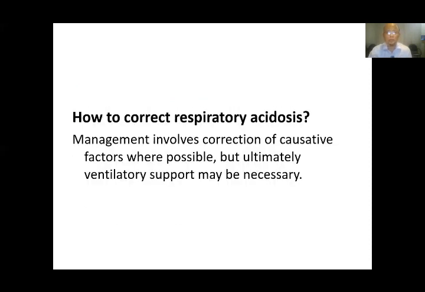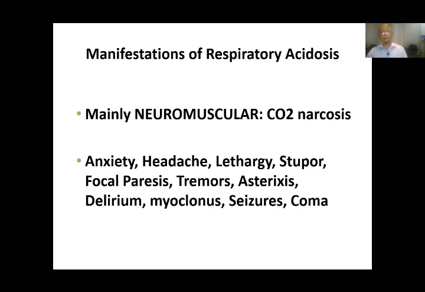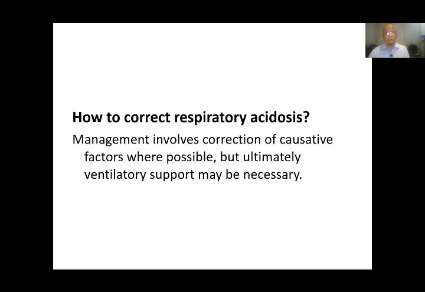What about the manifestation of respiratory acidosis? Mainly the neuromuscular manifestations due to carbon dioxide narcosis. The features will be anxiety, headache, lethargy, stupor, focal paresis, tremor, and asterixis, which you also get in hepatic encephalopathy. That is a flapping tremor, and there is also delirium, myoclonus, seizures, and coma. So these features are mainly neuromuscular features.